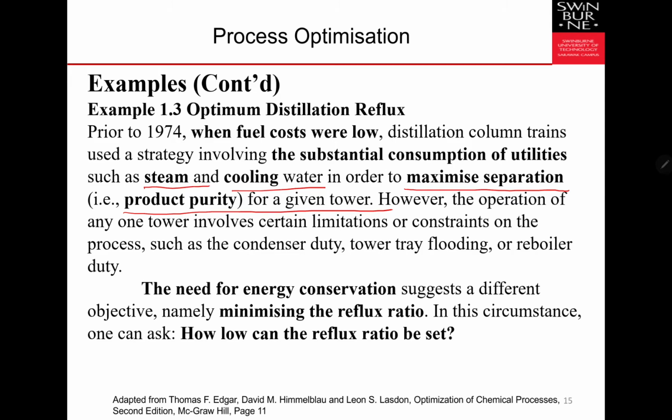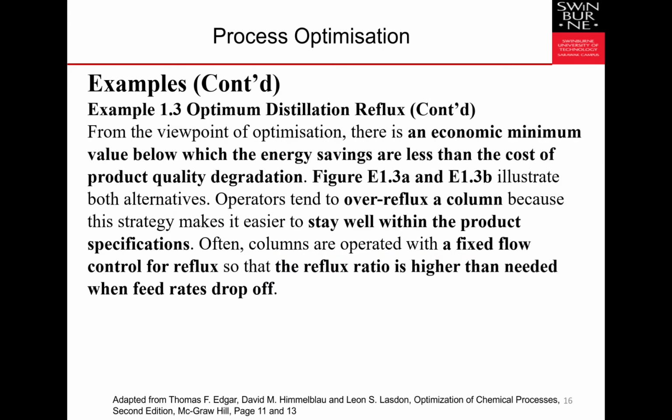Okay, however, the operation of any one tower still has limitations, such as the condenser duty, tower tray flooding, or reboiler duty. Now these days, when fuel cannot be wasted anymore, it has become much more expensive than before. Then you have a different objective, which is minimizing the reflux ratio. So how low can the reflux ratio be set? This will be the question for this example.